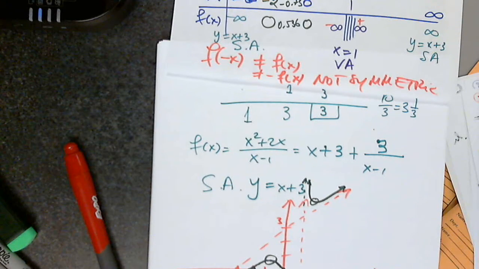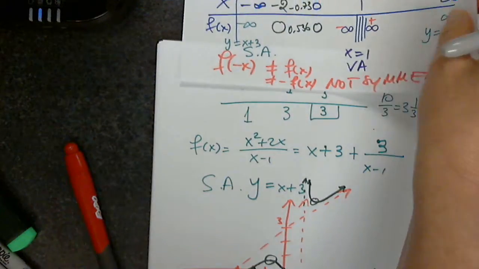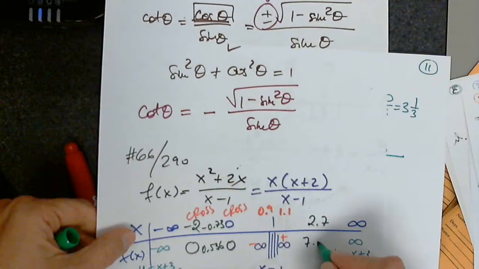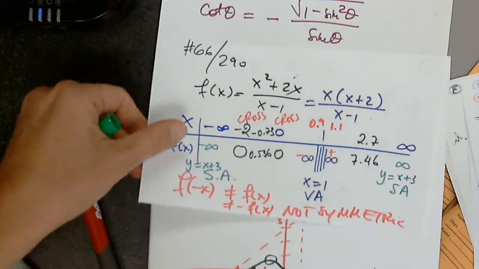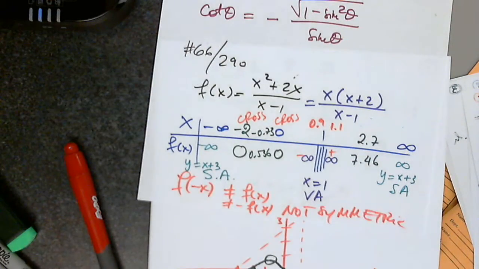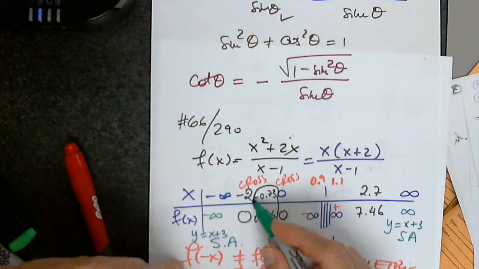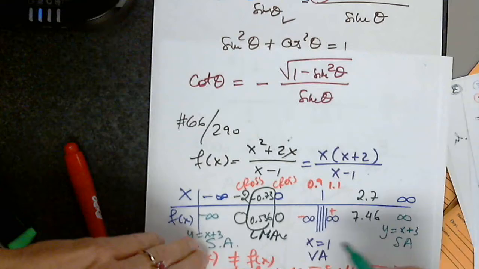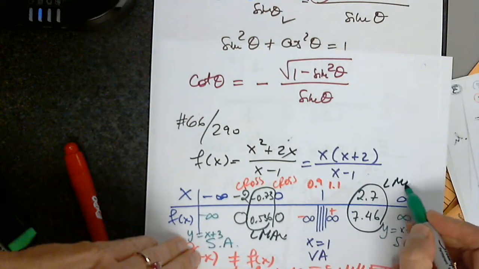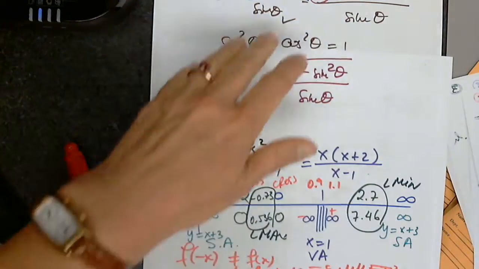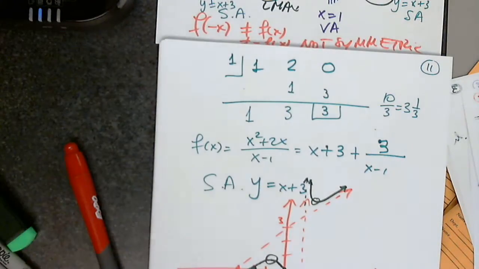Just give me the number. So the number for the minimum is at x equals 2.7, and y is 7.46. So that's how I determine it. I have here a local max, and I have here a local min. I know everything about this function now. Absolutely everything. There's no secrets. Okay.